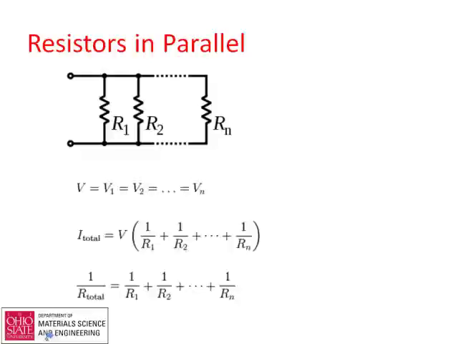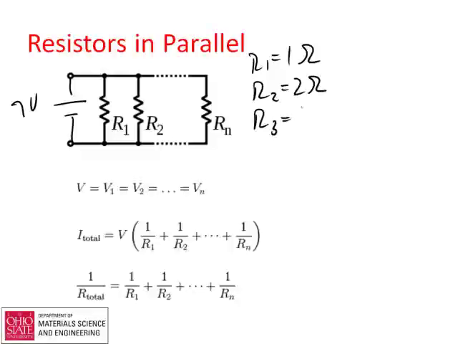So if we do resistors in parallel, I can do the same thing. And now what I'm doing is I can have my battery look like this. Again, let's imagine it's 7 volts. And let's say I've got 3 resistors. R1 is equal to 1 ohm. R2 is equal to 2 ohms. R3 is equal to 4 ohms.